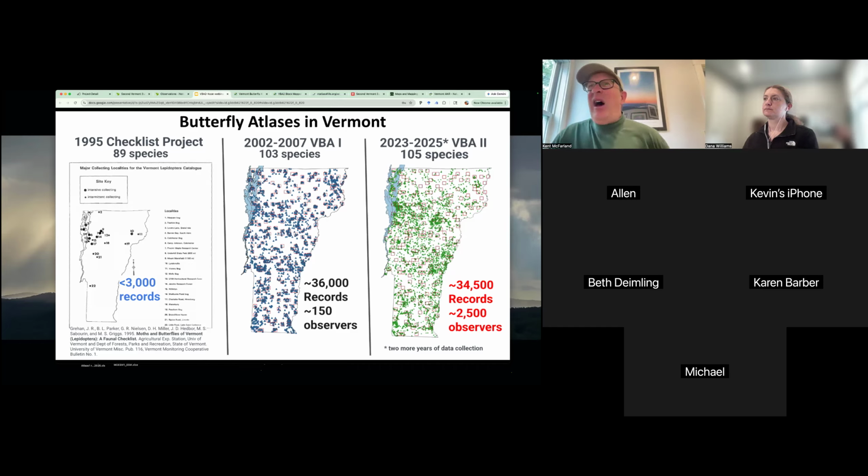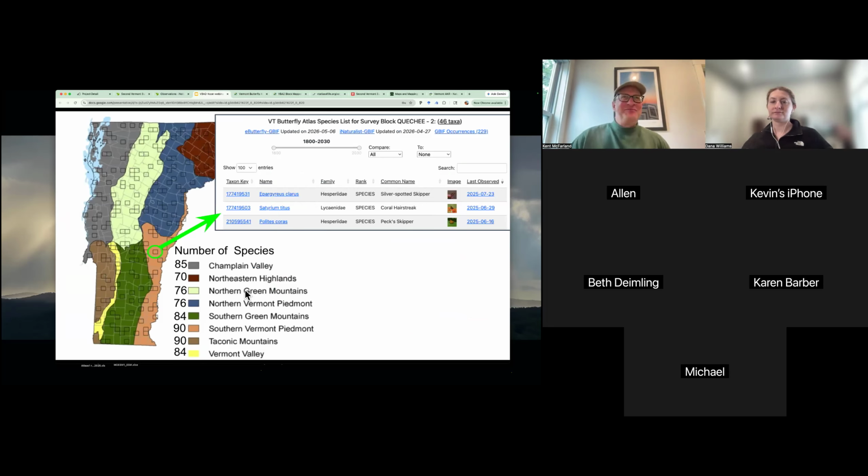And now, if we look at all those red blocks, there are a lot of red blocks, especially up in the Northeast Kingdom, up here in Franklin County. There are a lot of blocks that don't have a lot of green dots in them. So we have a lot of data, but we're not necessarily hitting the blocks as hard as we need to. So pushing everyone to hit more blocks.